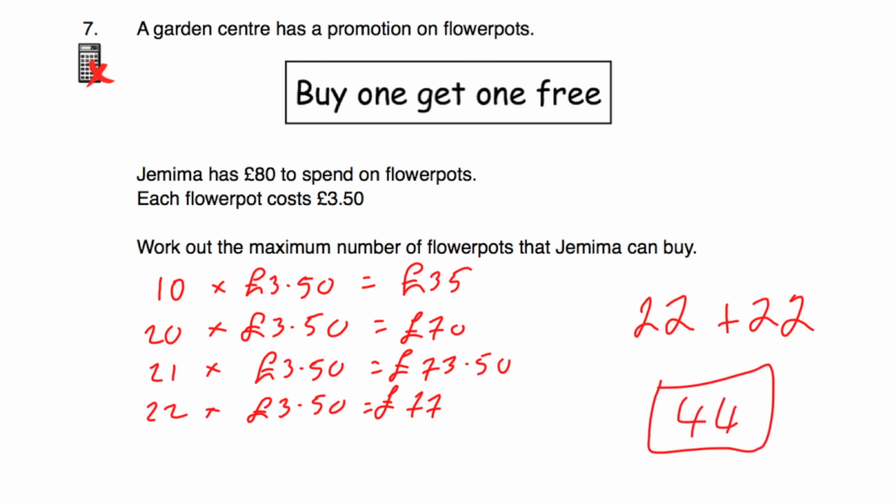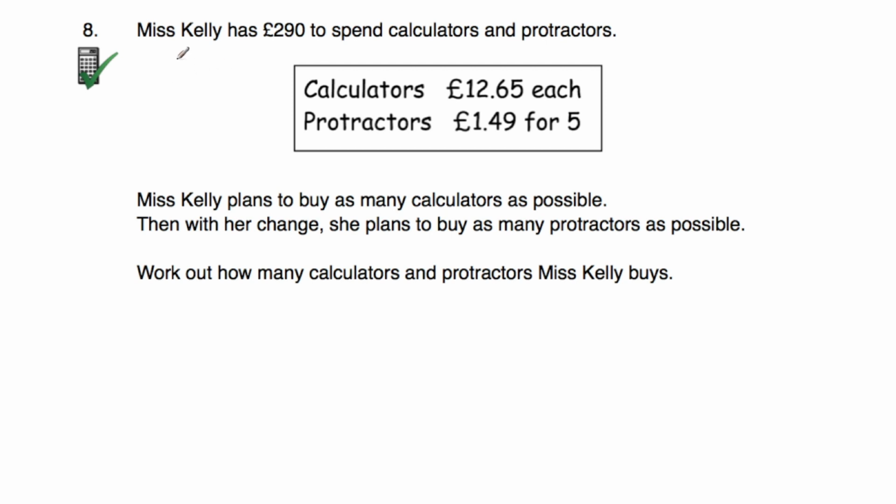Okay, let's have a look at our next question, question number 8. Question number 8 says, Miss Kelly has £290 to spend on calculators and protractors. Calculators cost £12.65 each, and protractors cost £1.49 for 5. Miss Kelly plans to buy as many calculators as possible, and then with her change, she plans to buy as many protractors as possible. Work out how many calculators and protractors Miss Kelly buys.